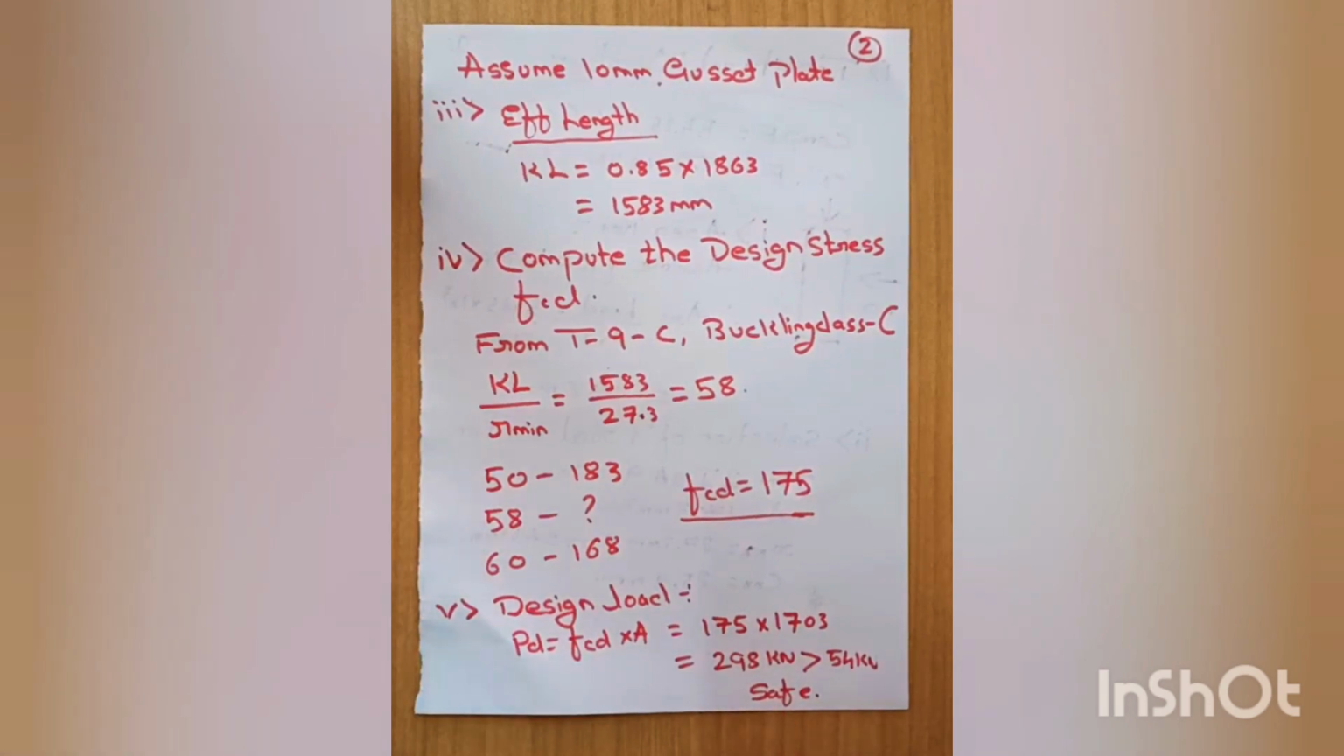You guys can try with some smaller section also, because the capacity of a single angle is 298 kilonewton, whereas we required only 54 kilonewton. So it is not economical. It is safe, but it is not economical. So you can try with some smaller section also.